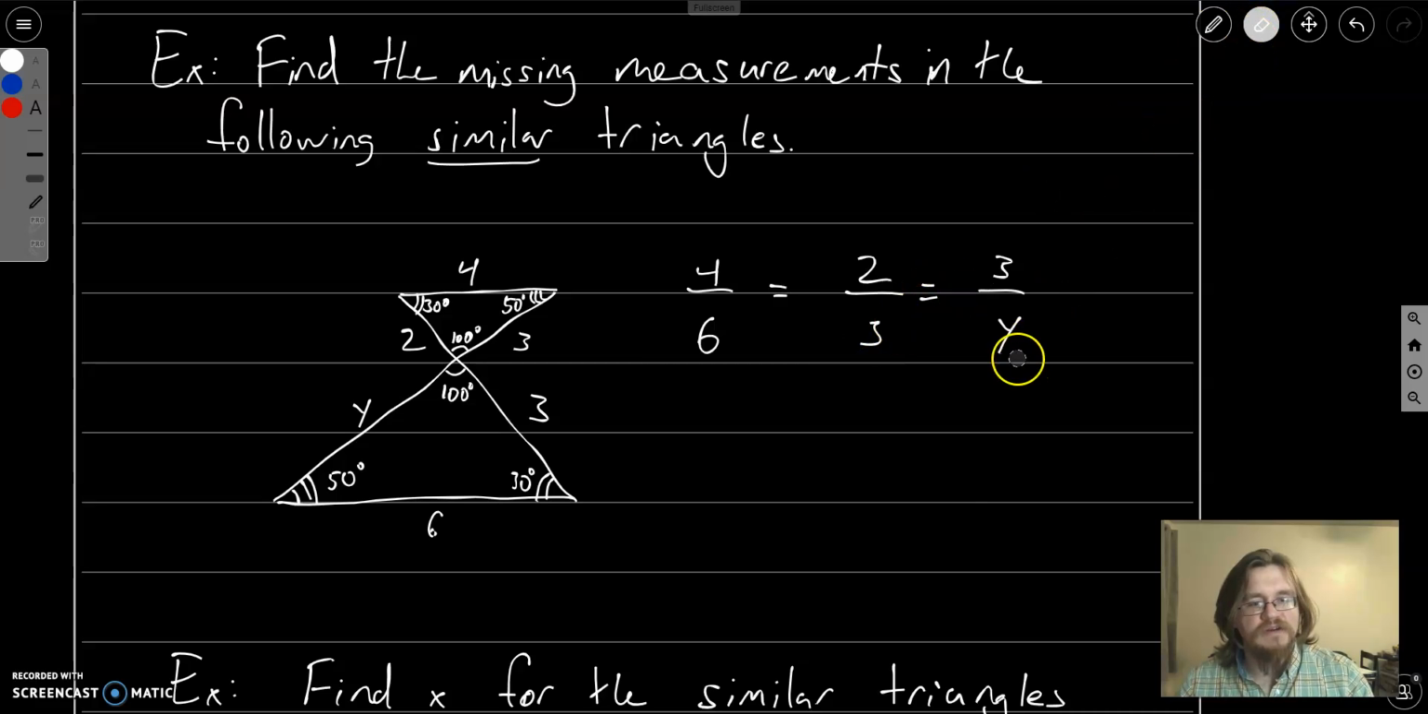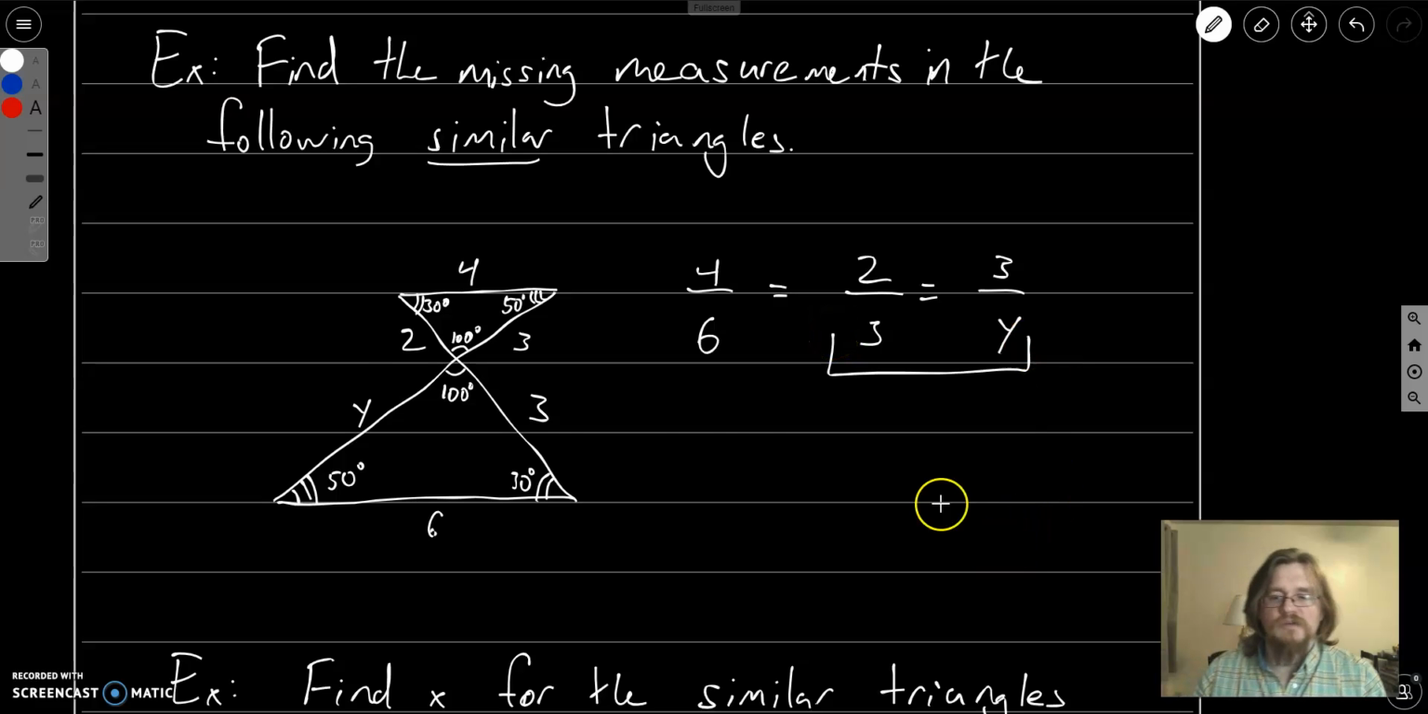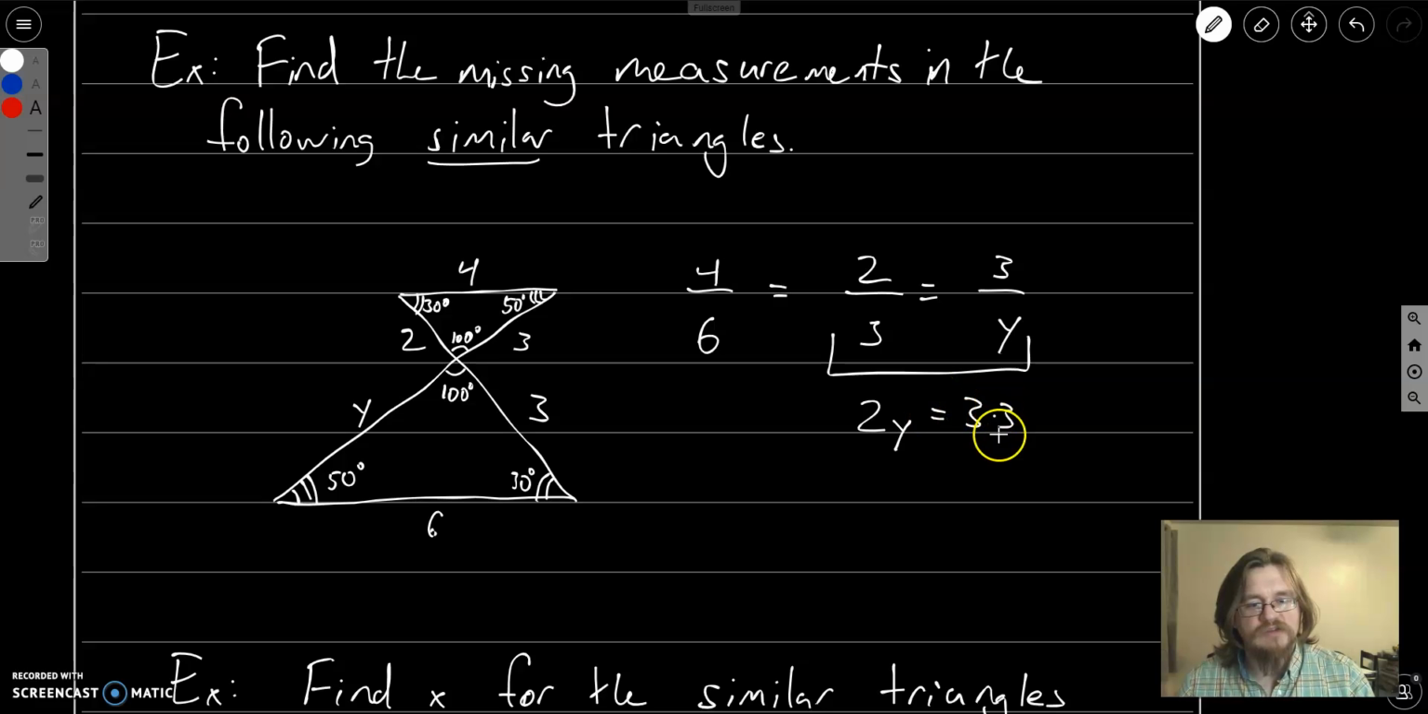And then this last one, y here, again, these ratios are going to be the same. This side length is 2 to 3, as 3 is to what? And again, I can cross multiply, so it's going to be 2y is equal to 3 times 3, which is 9. So y, after I divide by 2, is going to be 9 halves. Cool. So this side length over here is going to be 9 halves.